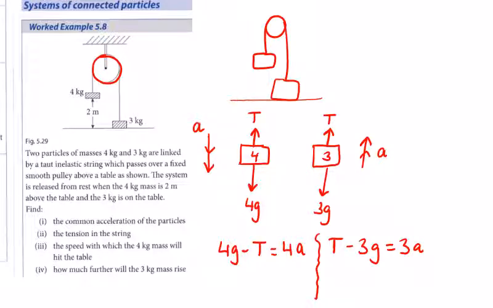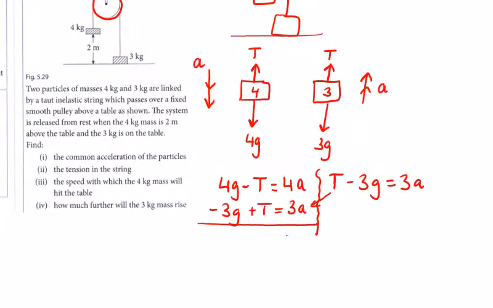And you can see now junior cert simultaneous equations. You can nearly see what's happening here. You can write this one underneath here. The T's are going to cancel, so I'm going to put the minus 3g first. Minus 3g plus T is equal to 3a. So in this case 7a is equal to g, and we're looking for acceleration, so acceleration is equal to g over 7, which is 9.8 over 7, which is 1.4 meters per second squared.